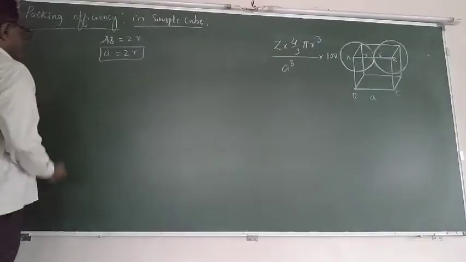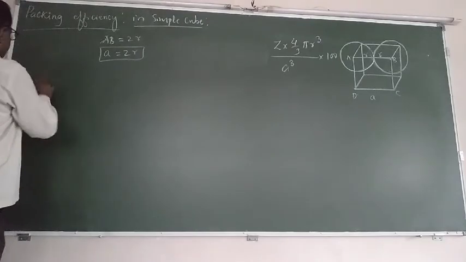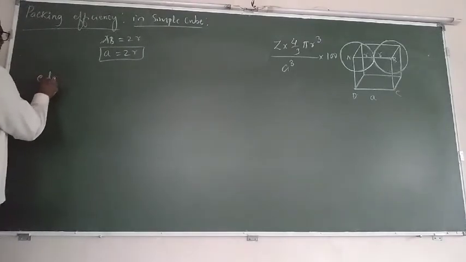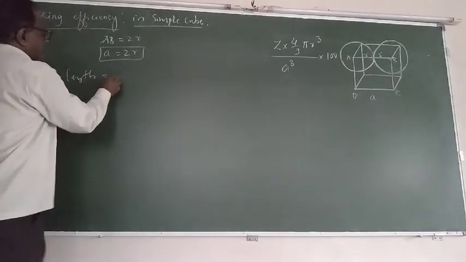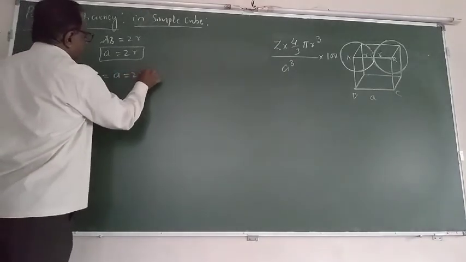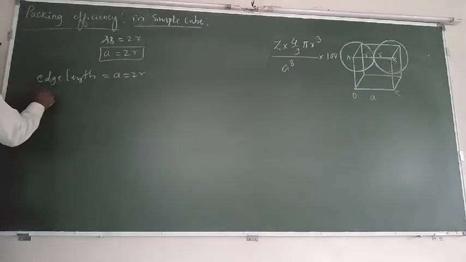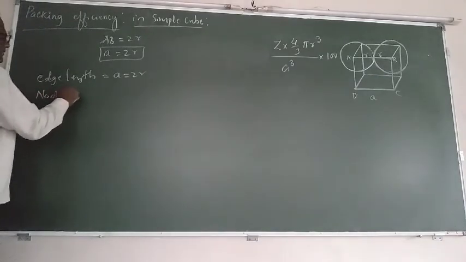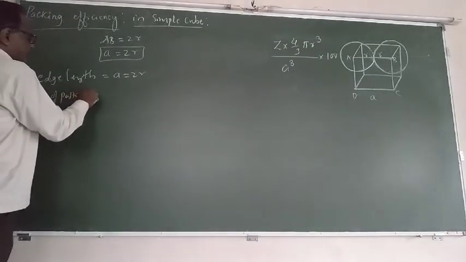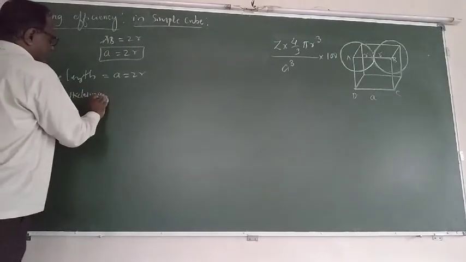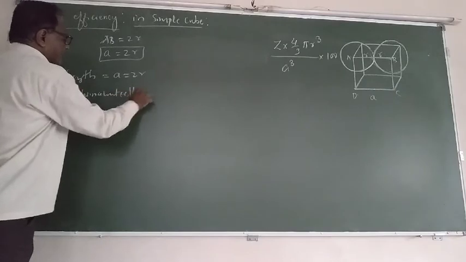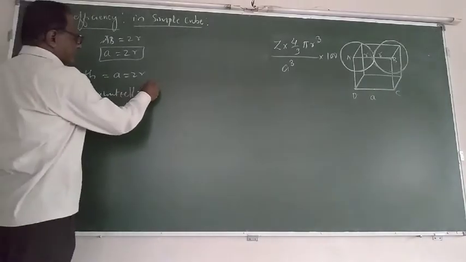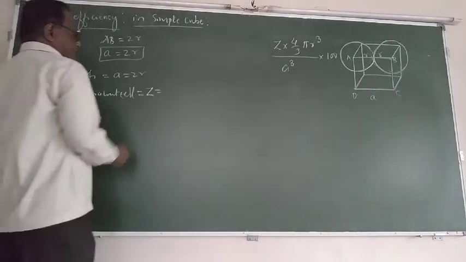Now, therefore you should write 4 points. Edge length, that's A, is equal to 2R. Number of particles in a unit cell, that's nothing but the Z. This is equal to 1.